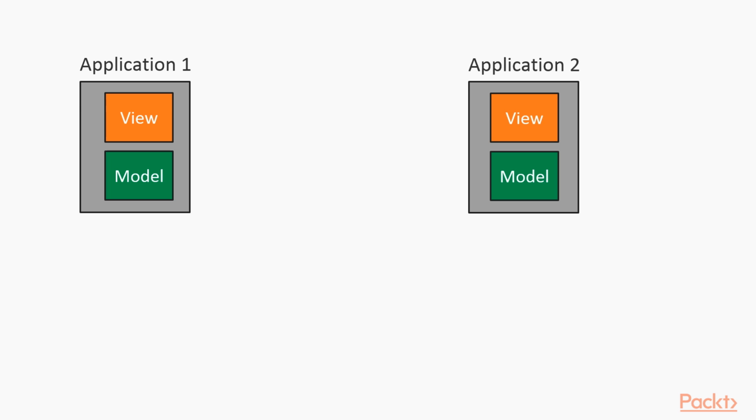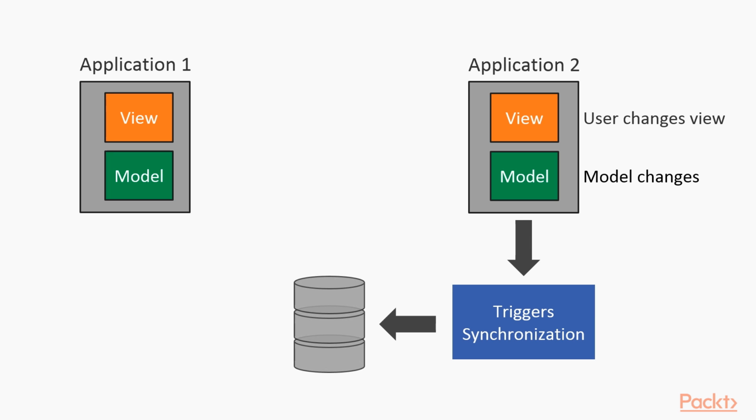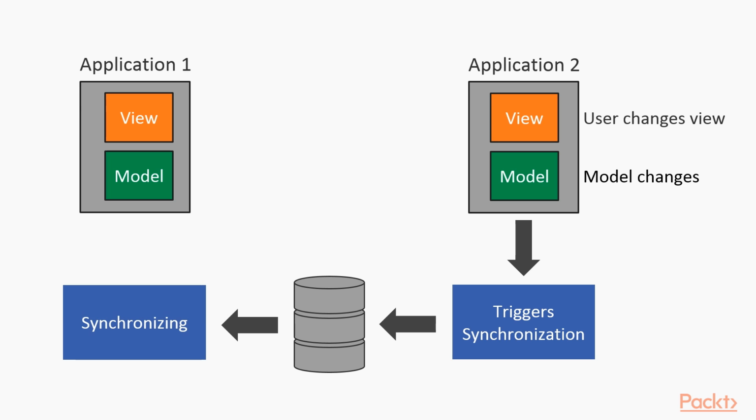So, what steps take place? Instance 1: user changes a view. Instance 1: change propagates to the model. This triggers synchronization with the Firebase database instance. The second instance is listening to the synchronization. The model for the second instance is being updated. The view for the second instance is being updated.